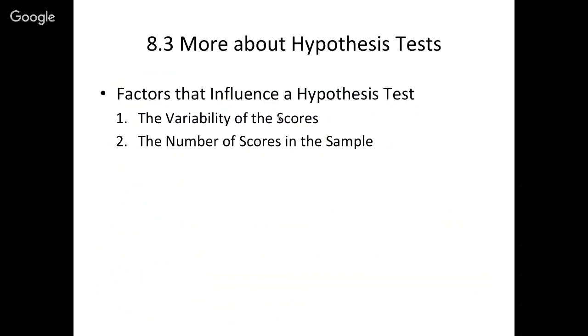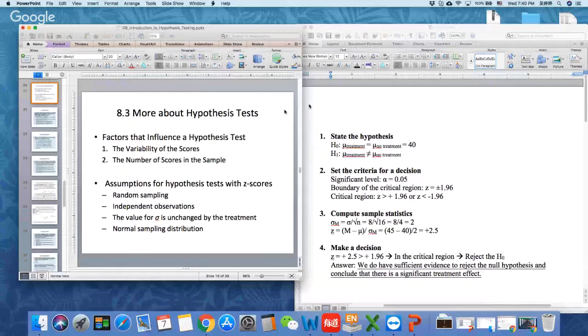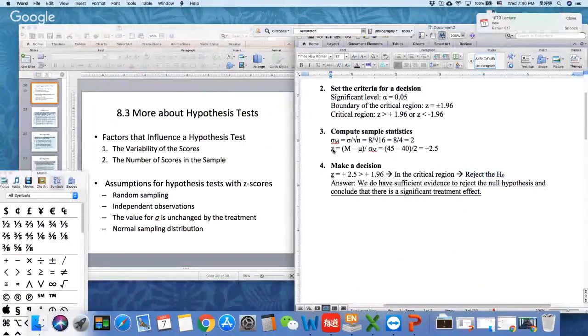because if you consider the z-score, we use the z-score to make the decision, right? When the variability of scores is bigger, it means the standard error is big. If the standard error of the mean is big, it means the z-score will be small. The smaller the z-score, the higher probability it will fall not in the critical region, meaning we will fail to reject the null.